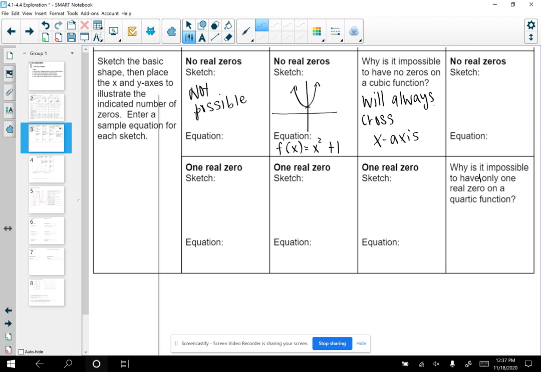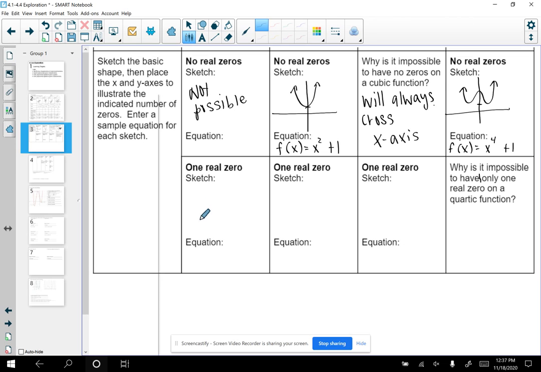And how about for a quartic function? We know that looks like this. And it's the same idea as a quadratic. If we just move that up 1, we can write f of x equals x to the 4th plus 1, right? Move it up 1, and then since both ends are going up forever, it will never cross.